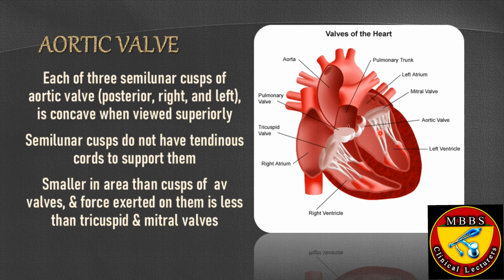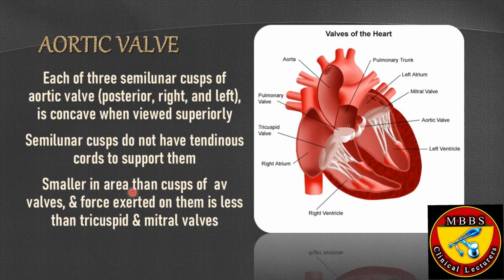So there is no support for the mitral valve to open. The pressure developed within the left ventricle will push this valve inside the ascending aorta, and blood will leave the left ventricle and enter into the ascending aorta. The semilunar cusps do not have tendinous cords to support them.